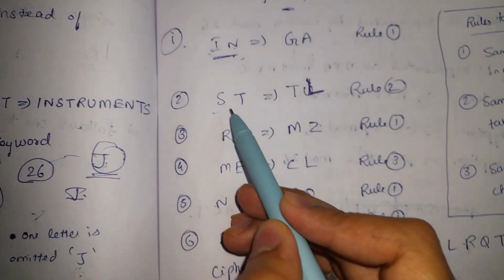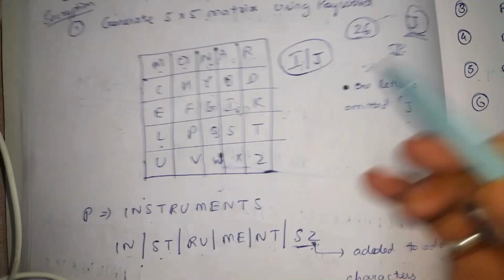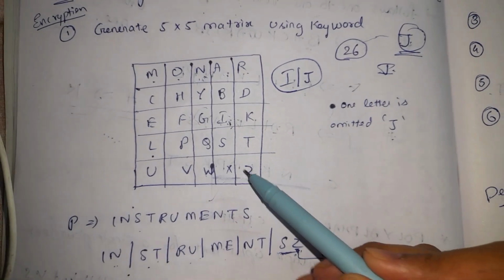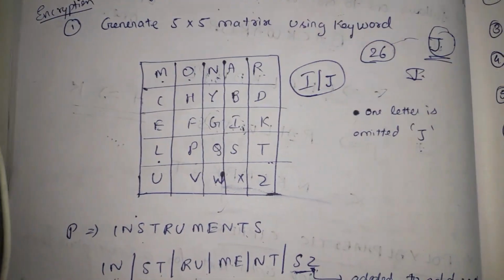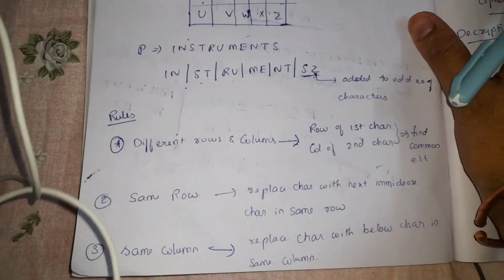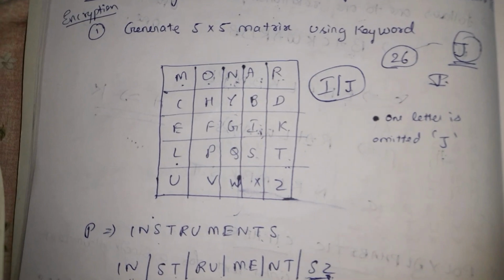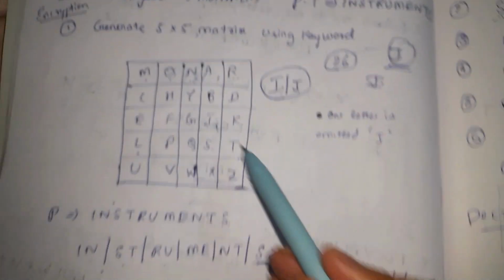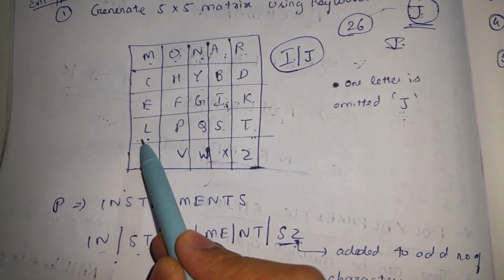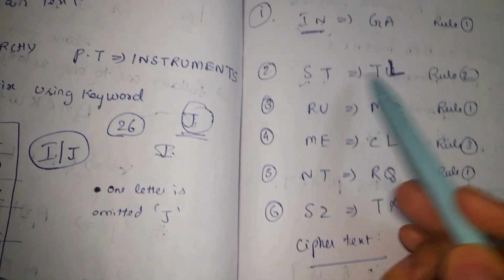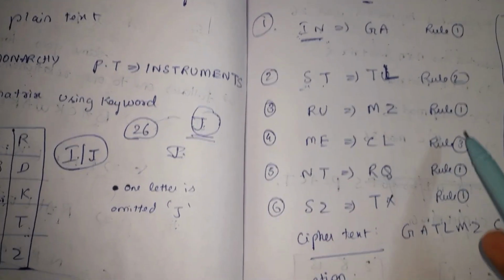Now let's take the second pair, ST. The first character is S. Look into the matrix. S and T are in the same row. So what happens when the characters are in the same row? We take the next immediate character. So S is replaced by T, and for T there is no next character here, so we come from the start. It is replaced with L. So T is replaced with L. This is rule number 2. Now R and U, it is rule number 1.